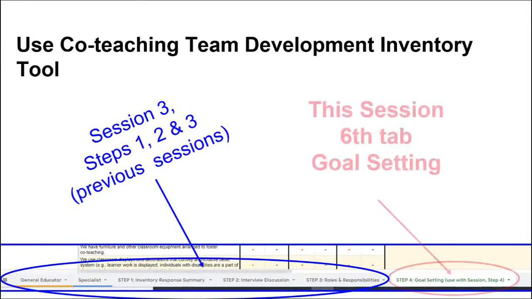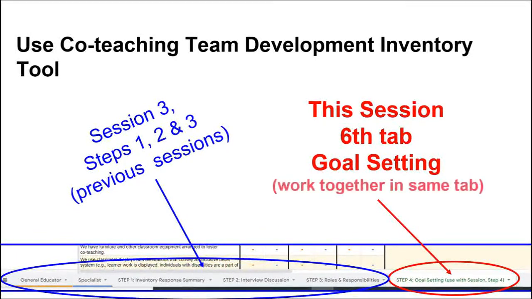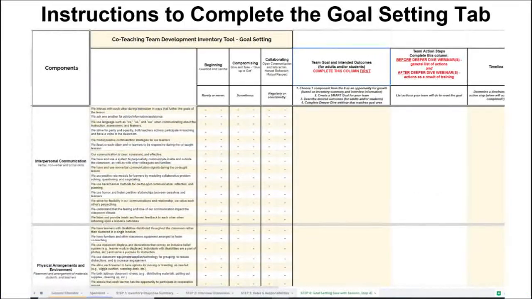Open your copy of the Team Inventory tool. Click on the Step 4 Goal Setting tab circled here in red on this slide. Pause the video to do this and begin again when both co-teachers have access to the open Step 4 tab. Remember, both teachers will continue to work in the same document. The Goal Setting tab is to be completed by both the general educator and specialist working in the same sheet.